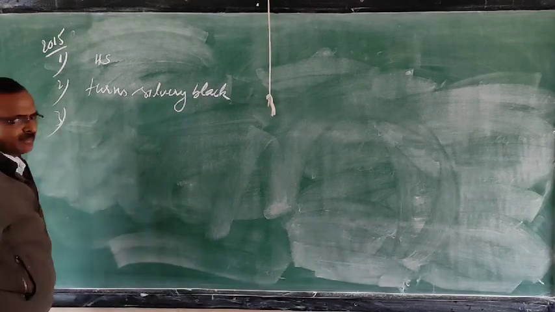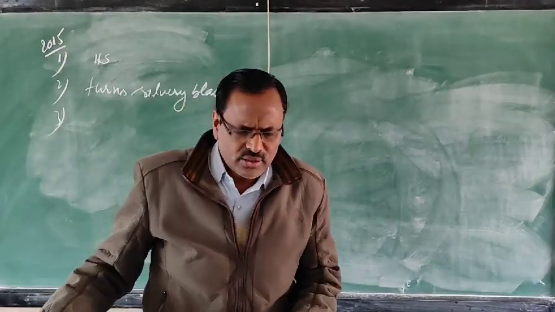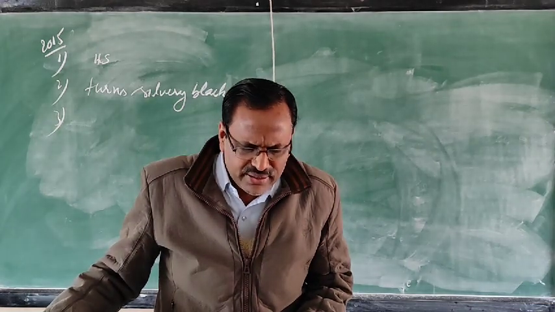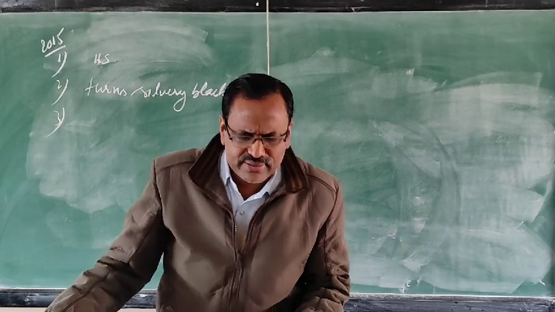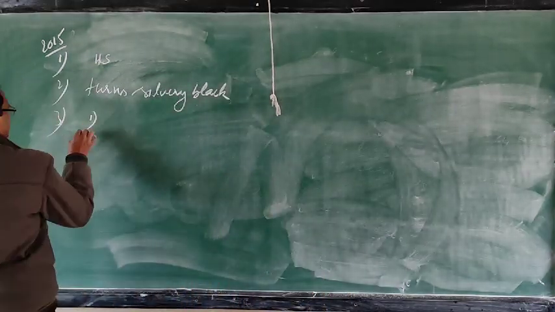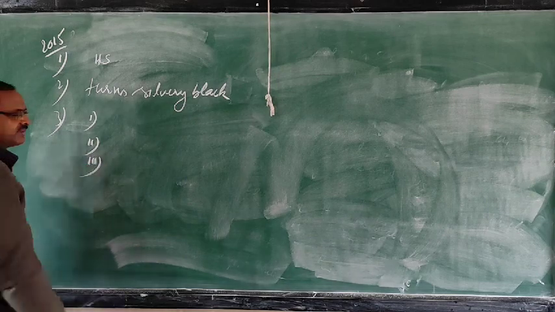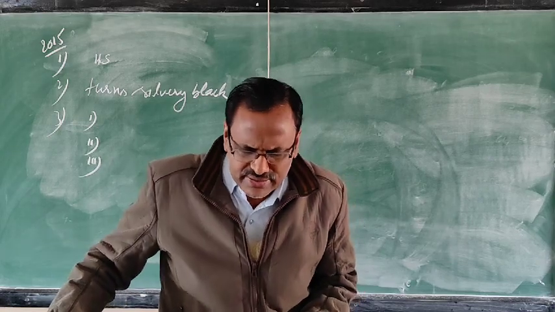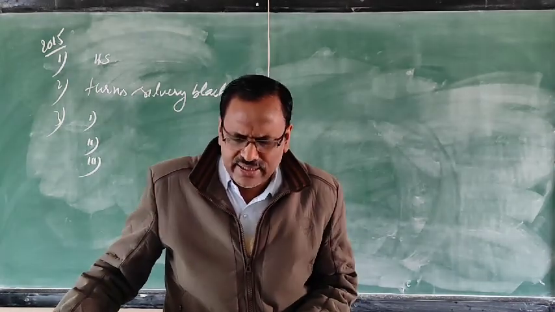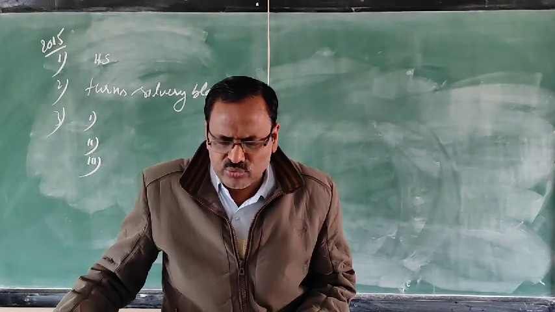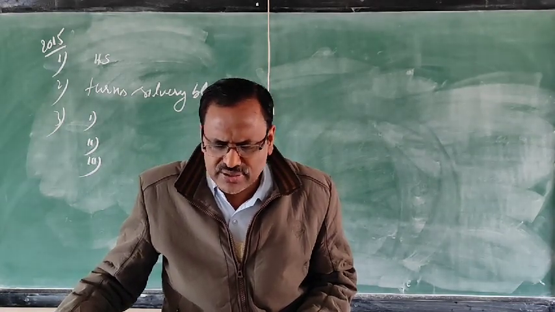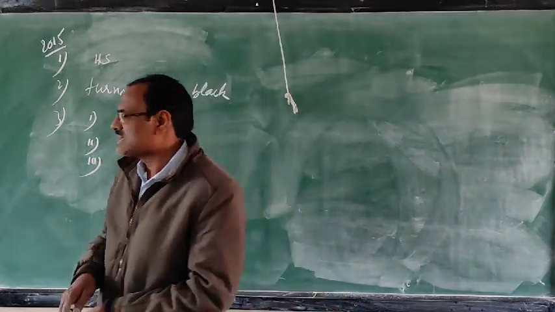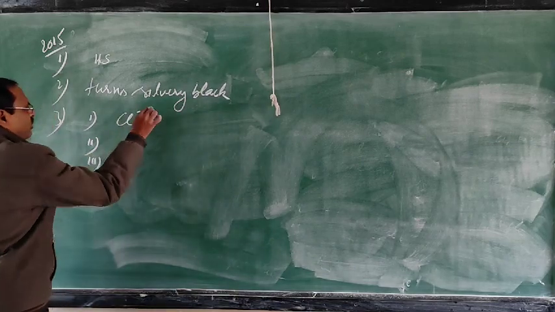Then the third one: identify the anion present in the following compounds. Three points are given: first, second, and third. Some information is given. Such types of questions are very important. Salt A reacts with concentrated H2SO4, producing a gas which fumes in moist air and gives dense white fumes with ammonia. It means HCl is coming, so chloride must be there. Then only the HCl is coming. The anion is chloride.